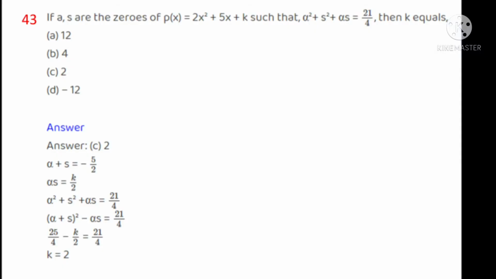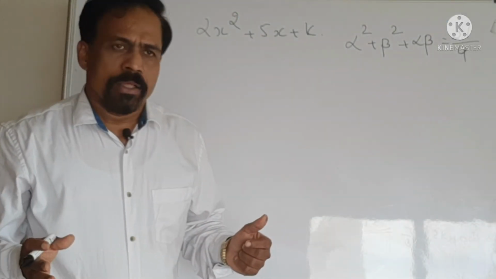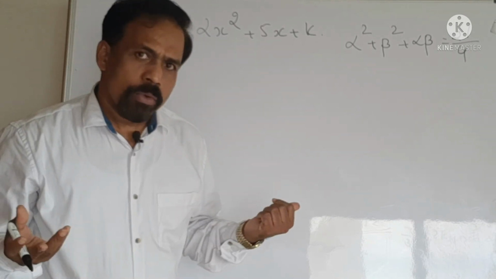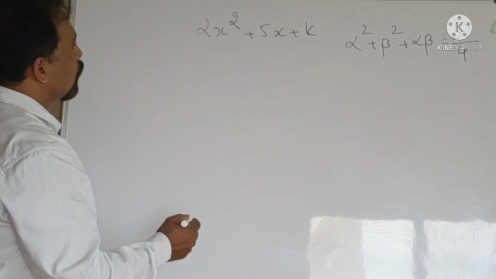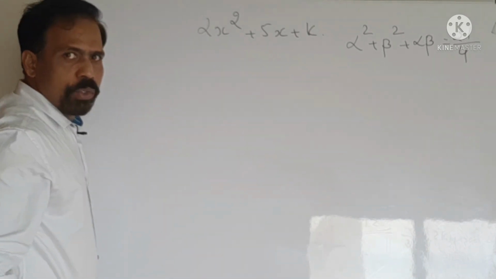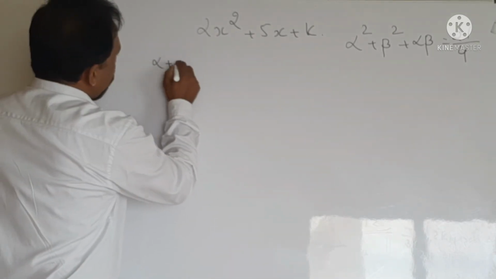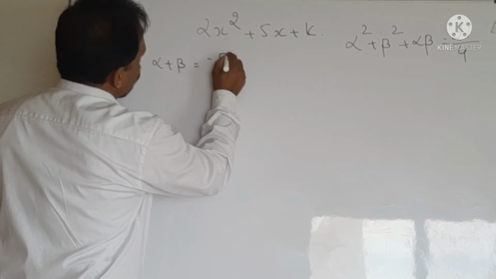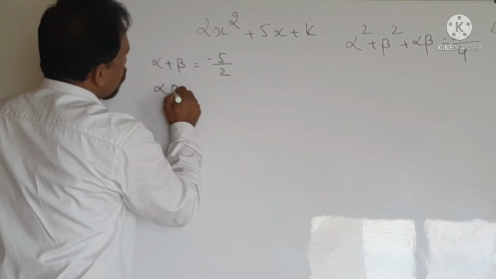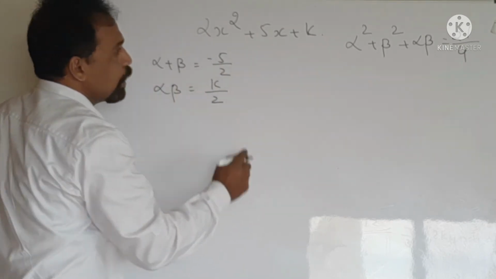If alpha and beta are the zeros of p of x is equal to 2x squared plus 5x plus k such that alpha square plus beta square plus alpha beta is equal to 21 by 4, then k equal to. Since we are using alpha and beta, let us use beta instead of s. Now here this is the equation which is given to us. So alpha plus beta, that is the sum of the roots, is minus 5 by 2 and product of the roots is c by a, that is k by 2.